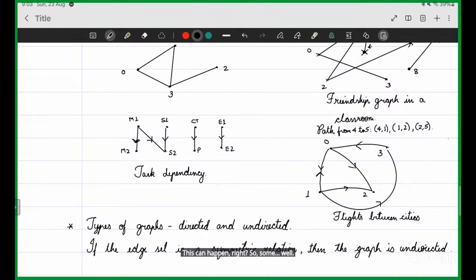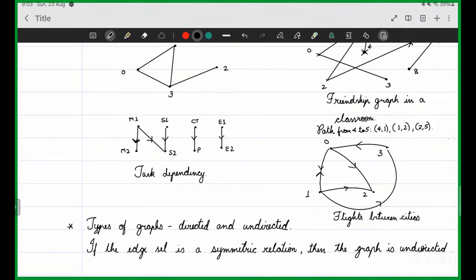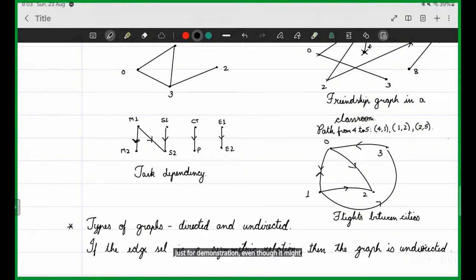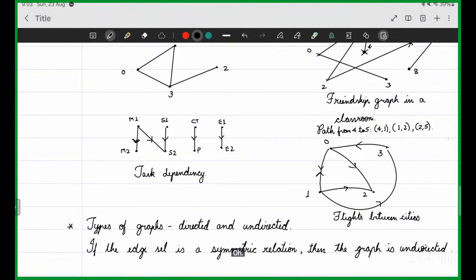Even that is very unlikely, but just for the sake of demonstration, we have taken that there is a possibility that a flight service runs only in one direction. So that direction is important. This vertex in particular is a two-way thing, but everything else, just for demonstration, even though it might not be realistic, I've said that in all of these cases, there's just a one-way transport system. Sir, I have a doubt.